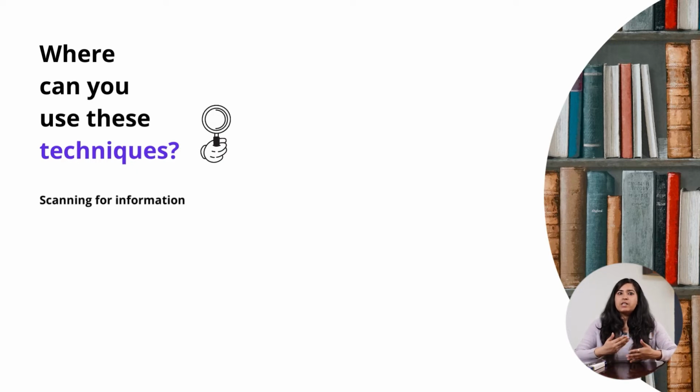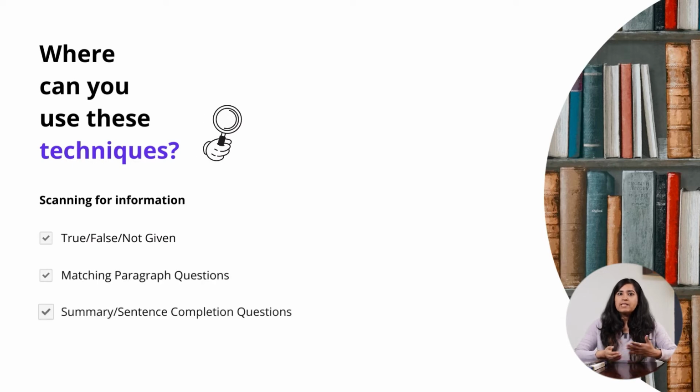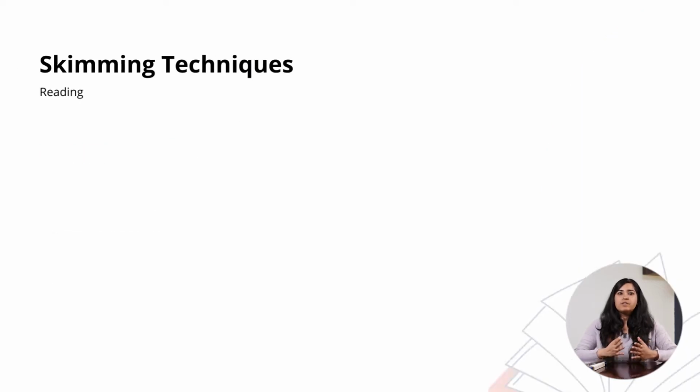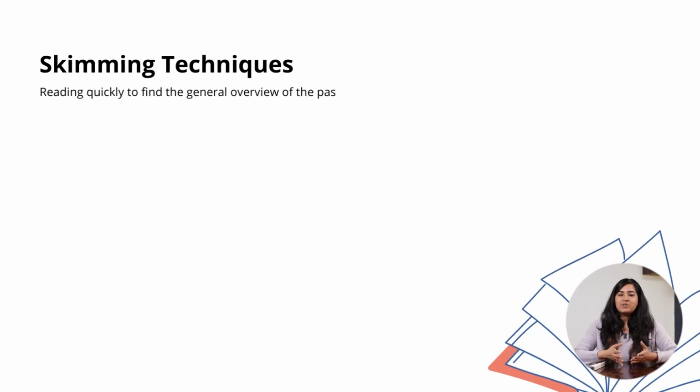So question types like true, false, not given, matching paragraph questions, summary and sentence completion, multiple choice, list selection, and table completion are all question types where you will have to skim and scan for information in order to complete the questions quicker. In terms of skimming techniques, there are some ways to do so.